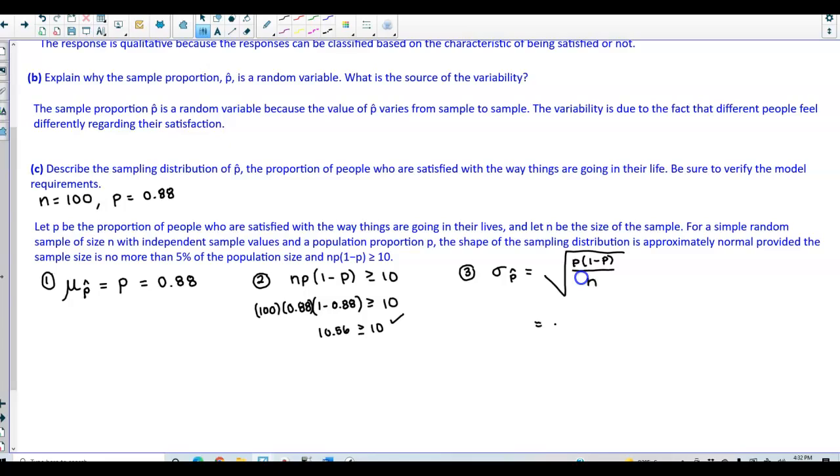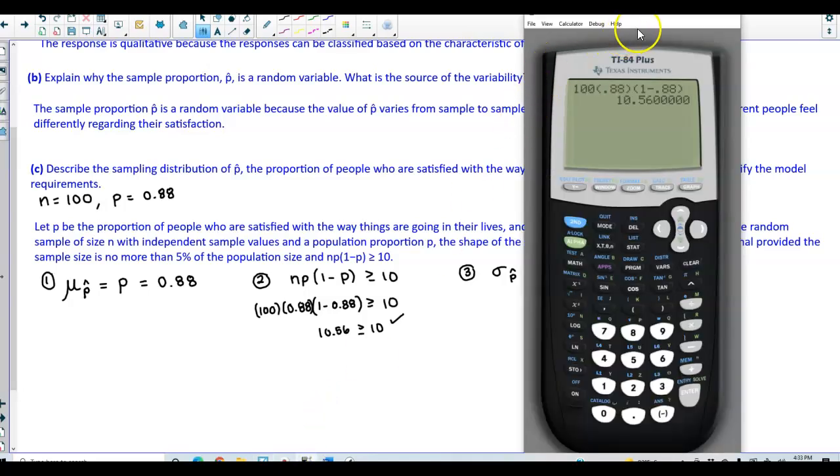So we know that the population proportion is 0.88. We're going to multiply that by 1 minus 0.88, and then we're going to divide it by 100, and then take the square root of that value. And then we're going to round it to 3 decimal places. So let's go ahead and use our calculator.